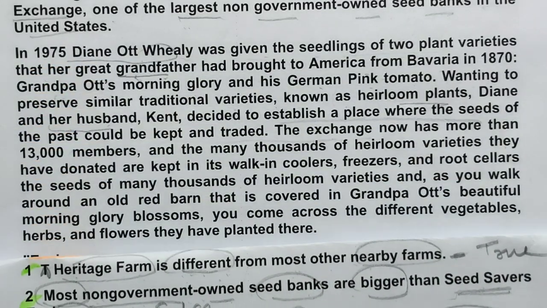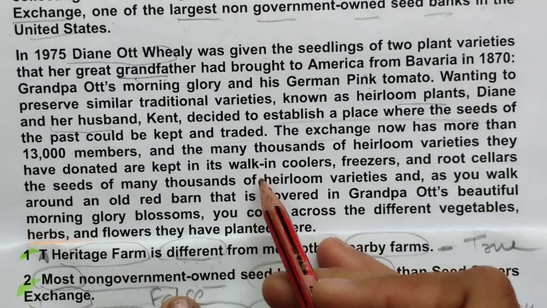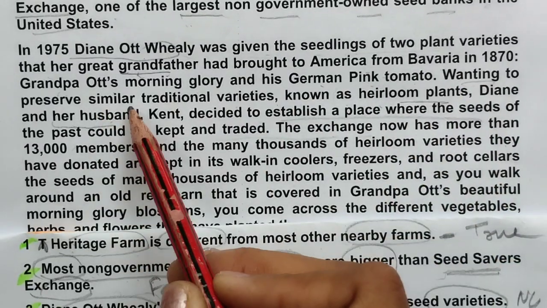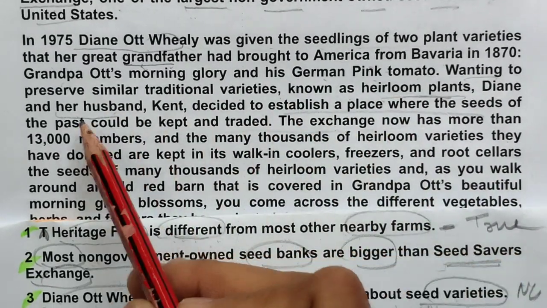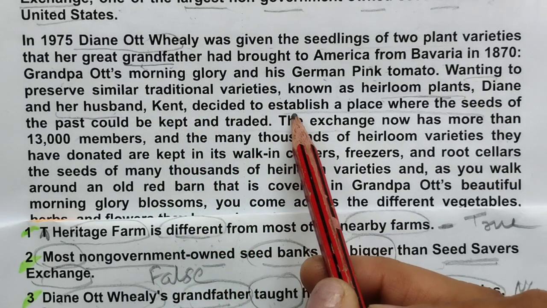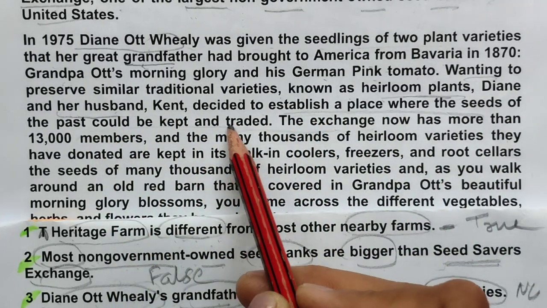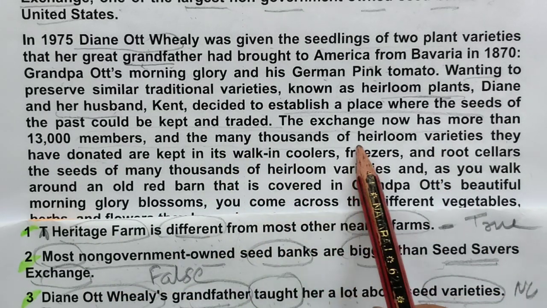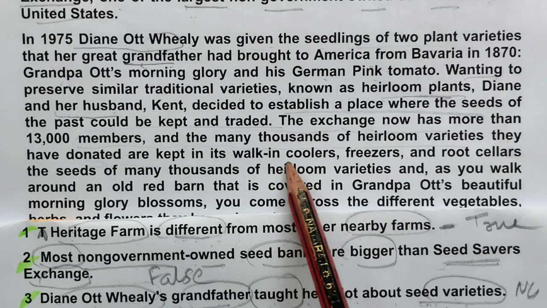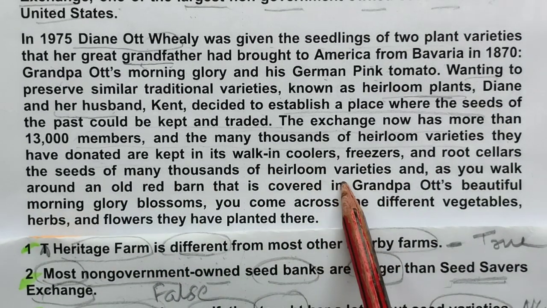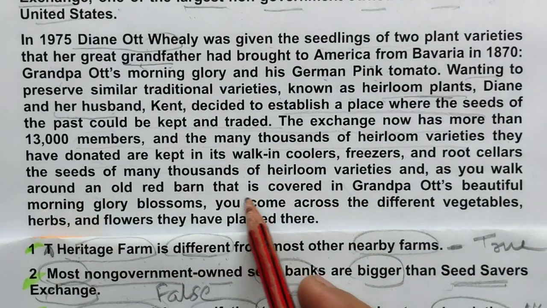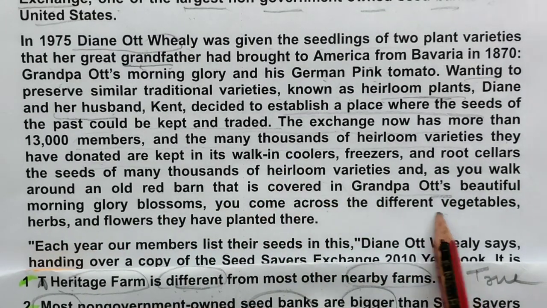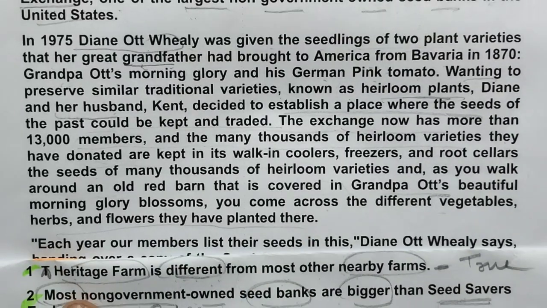Okay, let's find it. Here somewhere they were talking. Okay, yeah, wanting to preserve similar traditional varieties known as heirloom plants, Dinah and her husband decided to establish a place where the seeds of the past could be kept and traded. The exchange now has more than 13,000 varieties, and many thousands of heirloom varieties they have donated are kept in its coolers, freezers and vaults. As you walk, it is covered in Grandpa Ott's beautiful morning glory blossoms. You come across different vegetables they have planted here.